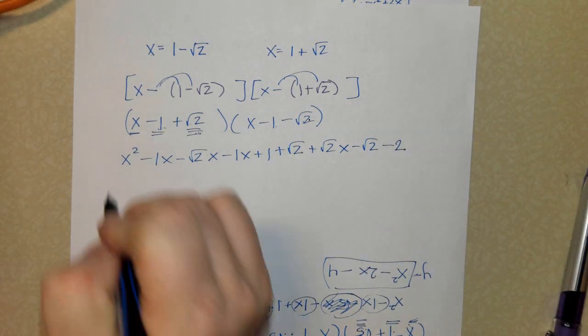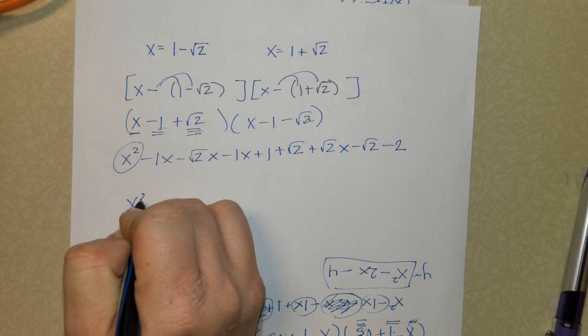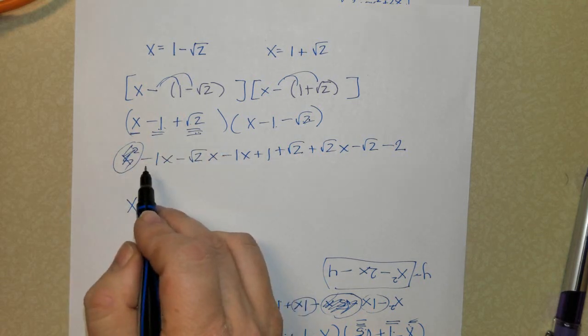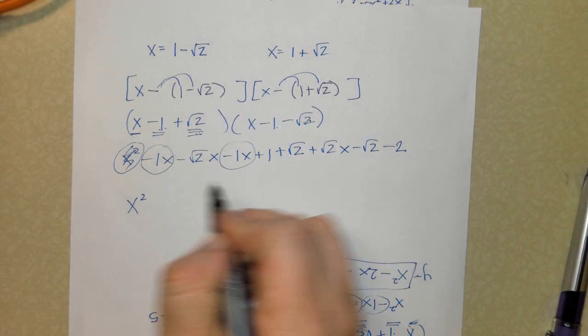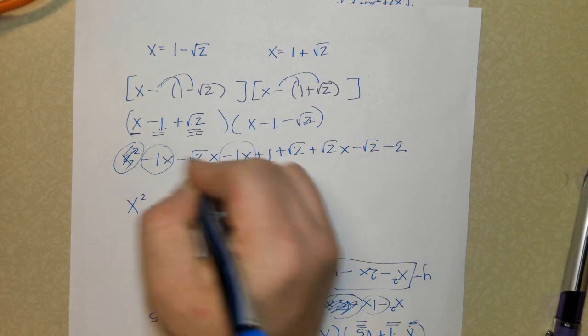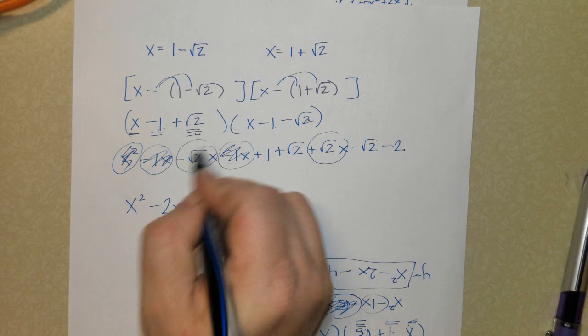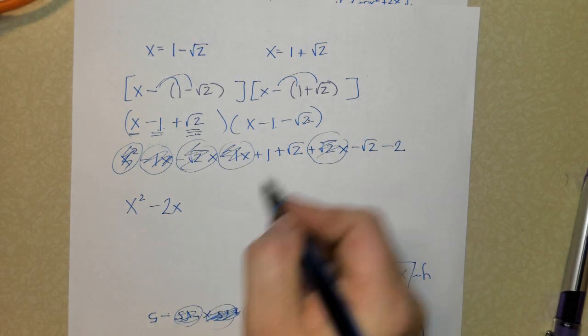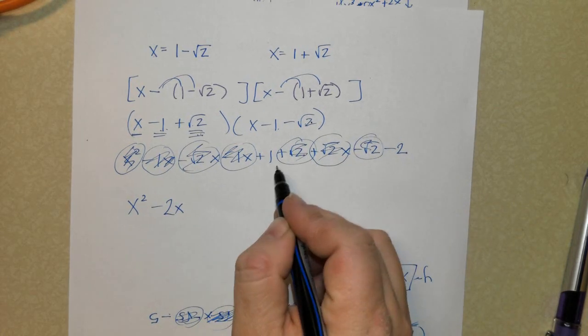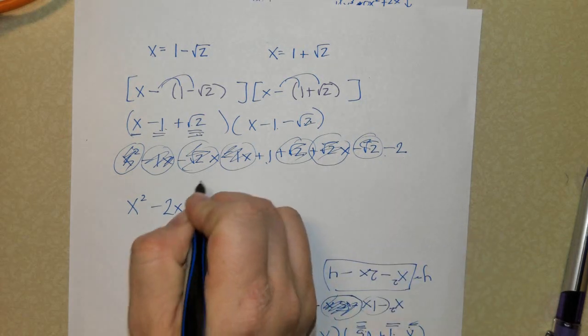Okay, let's simplify here. So there's only 1x squared, and I have negative 1x, and negative 1x is negative 2x. And these two are exactly opposite, so they cancel out. These two are exactly opposite, so they cancel out. And 1 minus 2 is negative 1.